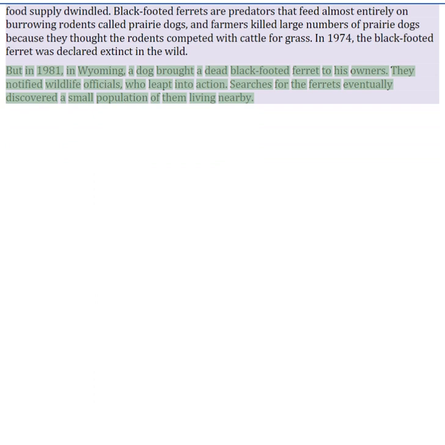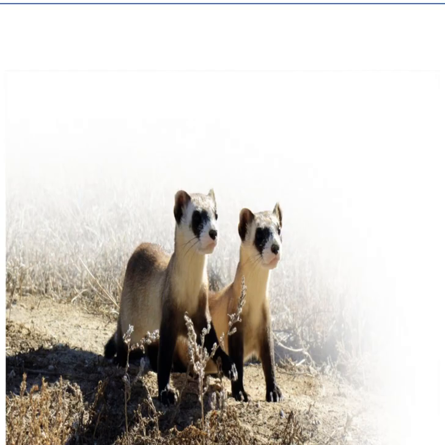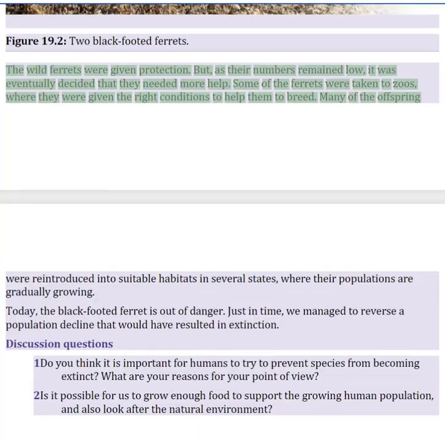But in 1981, in Wyoming, a dog brought a dead black-footed ferret to his owners. They notified wildlife officials, who leapt into action. Searchers for the ferrets eventually discovered a small population of them living nearby. Figure 19.2: two black-footed ferrets. The wild ferrets were given protection. But, as their numbers remained low, it was eventually decided that they needed more help.